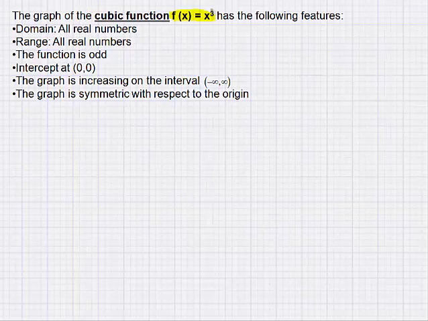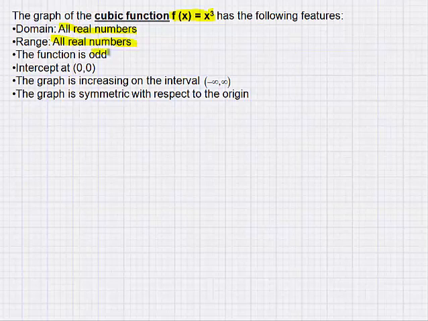So if we look at this cubic function, f of x equals x cubed, the domain is all real numbers. I can plug any value in here for x and I'll always get an answer. The range is also all real numbers, in that I can get positive, negative, zero values out of this thing. I can cube a negative, I get a negative. I cube a positive, I get a positive. I cube 0, I get 0. So I can get all kinds of numbers out of it. The range is all the outputs, the y values. So that's all real numbers.